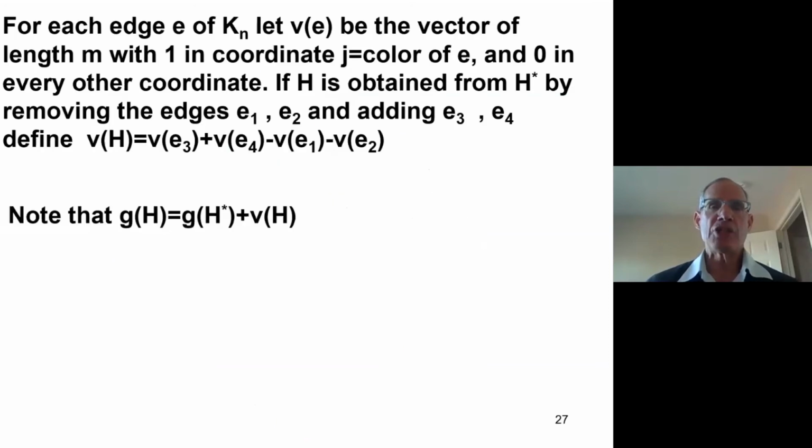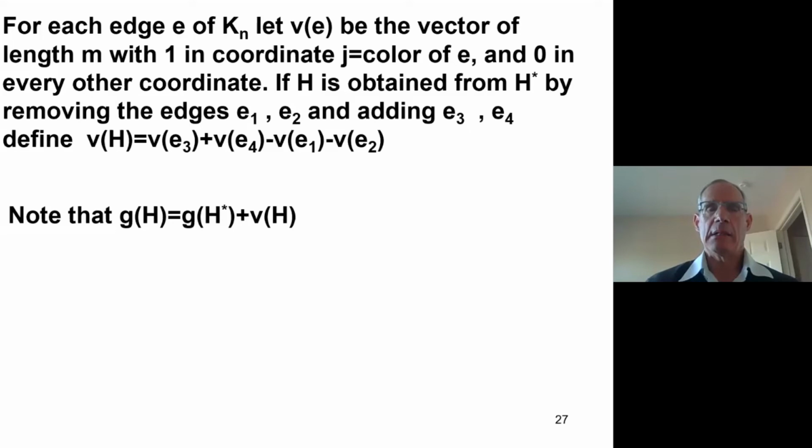Now for each edge e of K_n, we can define a vector which tells us the color of this edge. It's a vector of length m, where the coordinates correspond to the colors, and it has 1 only in coordinate j, where j is the color of this edge, and 0 everywhere else.